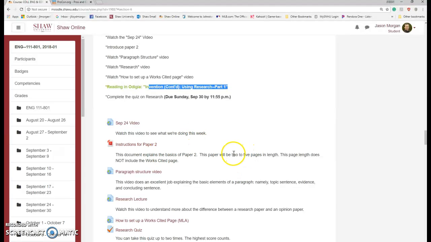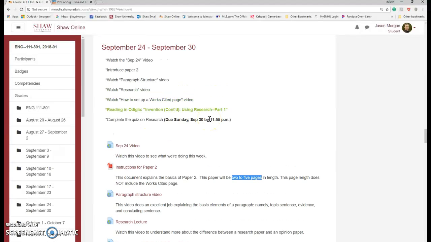Okay, that's right there. 2 to 5 pages in length. It also says it right there. So that's the research paper. And that's paper 2 that we are doing here in English 111.